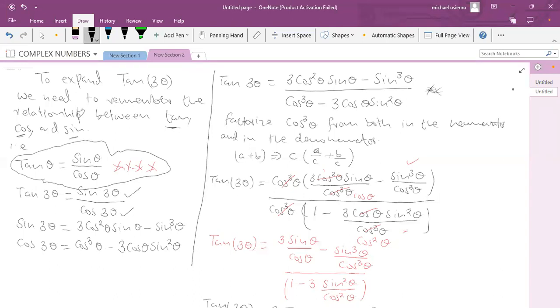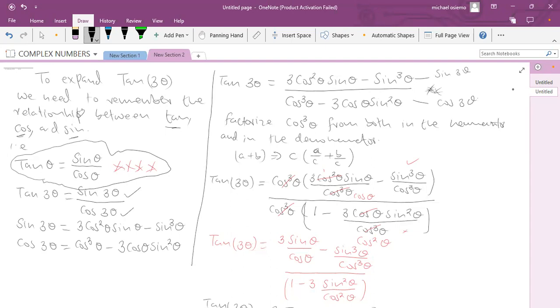We already have an expression for sine 3 theta, and we also have an expression for cos 3 theta. So sine 3 theta is equal to 3 cos squared theta sine theta minus sine cube theta. And for cos 3 theta, we have cos cube theta minus 3 cos theta sine squared theta. Substituting the expression in the formula, we have this being the expression for sine 3 theta, and this one is the expression for cos 3 theta.